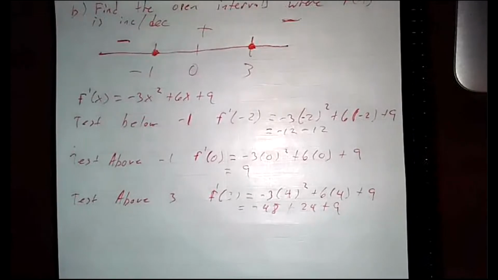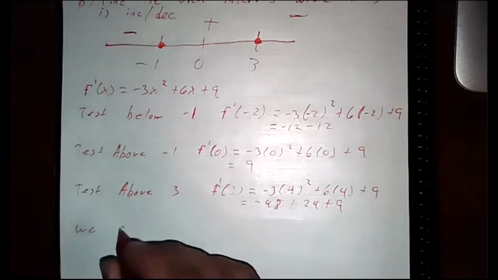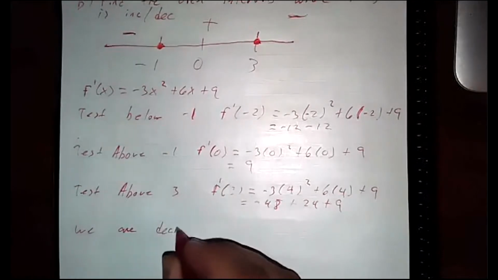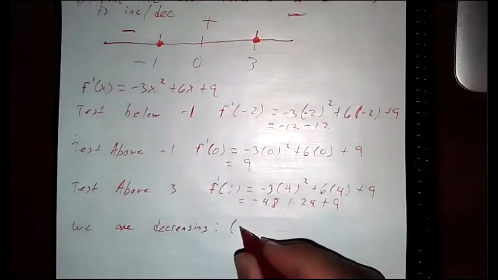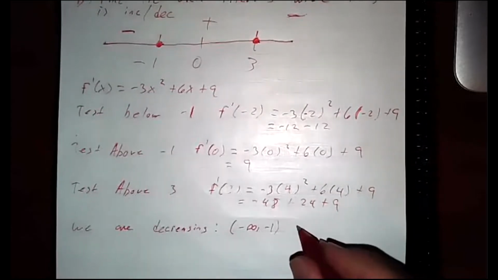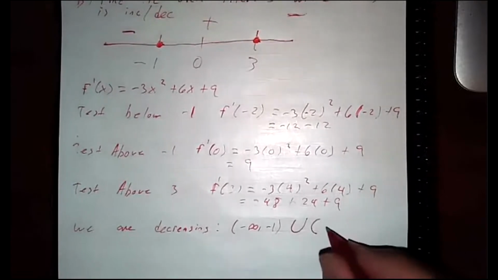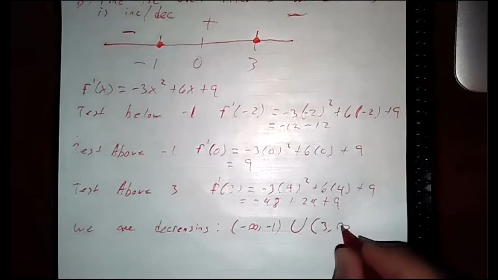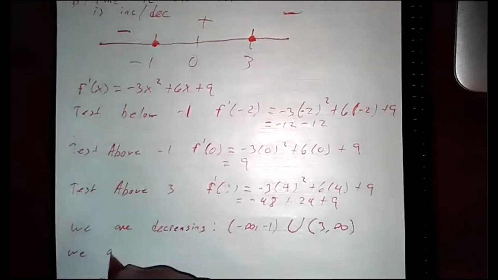Okay. So tell me the answer. Where are we decreasing? Negative infinity to -1, and then 3 to infinity. And I don't know if they might use the union symbol, maybe not, or they might just put a comma. You said 3 to infinity, right? Where are we increasing?